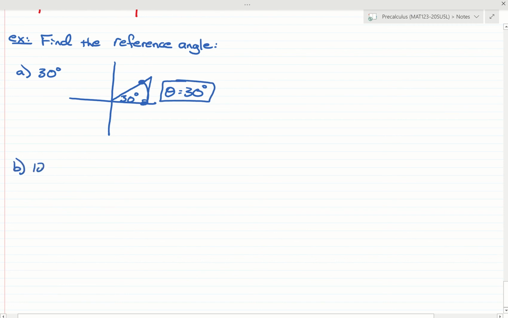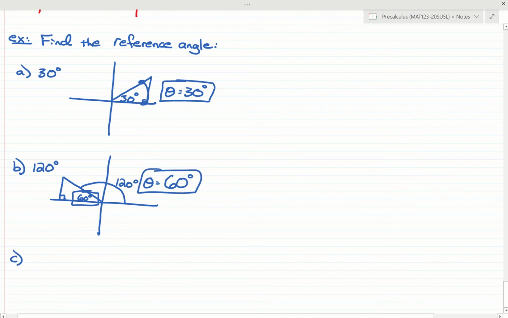What about 120 degrees? Well, 120 degrees is past 90, but not quite at 180. So that would be right here. It's 120 degrees. Connect to the x-axis. Well, 120 is too big. It has to connect to the x-axis. So if we go 60 more degrees, that would get us to the x-axis. It's positive and it's less than 90. 60 degrees, whatever it takes to get to the x-axis, is your reference angle. So theta would equal 60 degrees for this example.